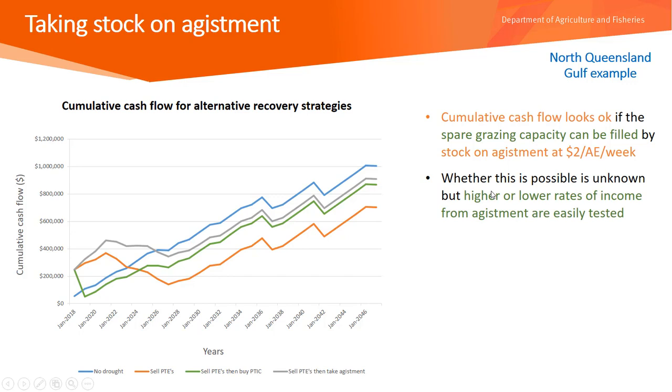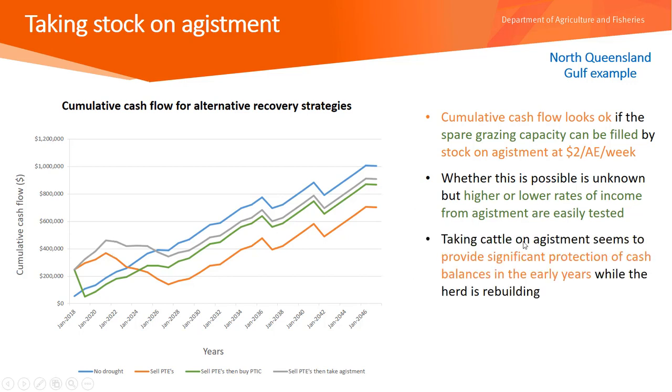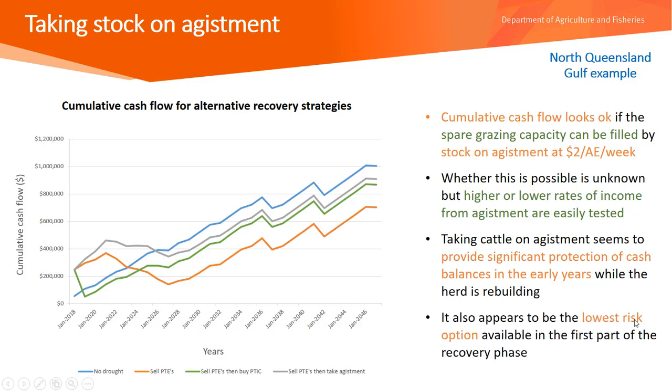Whether this is possible is unknown, but higher or lower rates of income from agistment are easily tested. You just change the value per head per week or per AE per week in the model and it'll recalculate your cash flow. Taking cattle on agistment seems to provide a significant protection, so there's extra cash in the bank compared to going out and buying the cows in the early years while the herd is rebuilding. So the cash flow looks a little bit more interesting there. It seems to be a fairly low risk option because you're maintaining your cash flow over time.